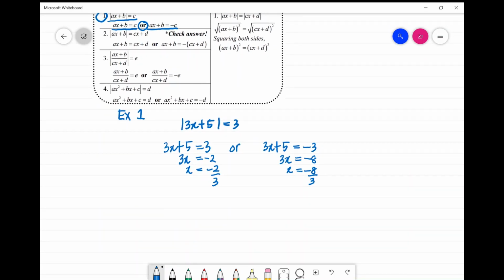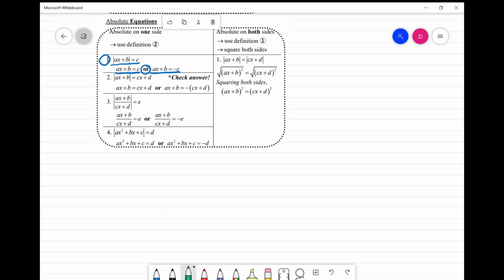So we finalize the answer, hence x is equal to, we may arrange the answer, putting the lowest value first, followed by the next value. Usually the arrangement does not matter, but the best is if you can arrange the answer.